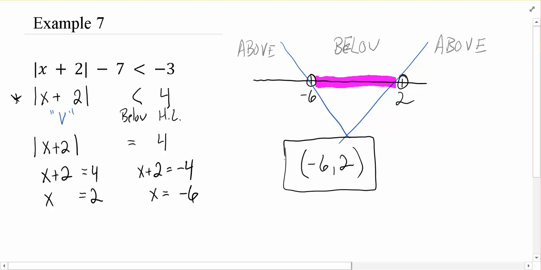Now we can find these values by plugging in a point from the left, a point from the middle, and a point from the right as well. But this is so much quicker.